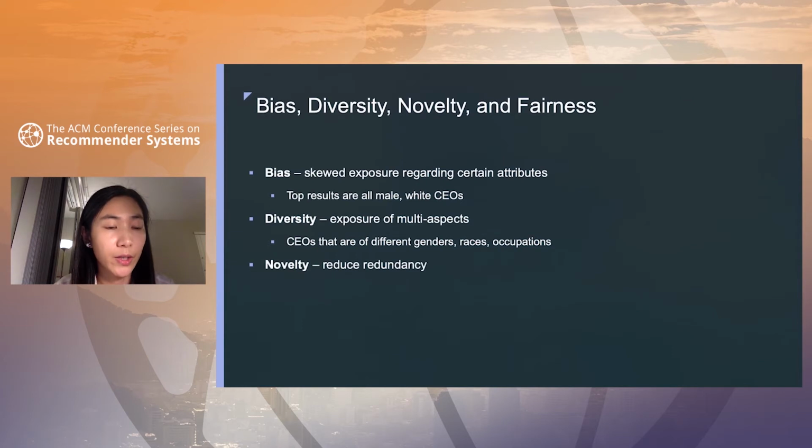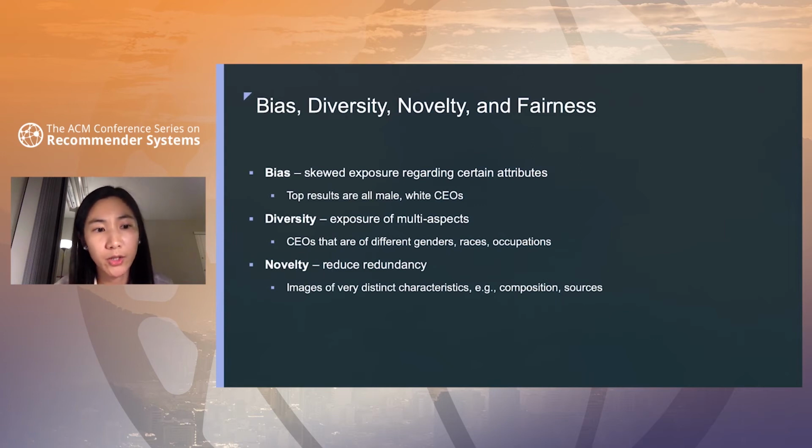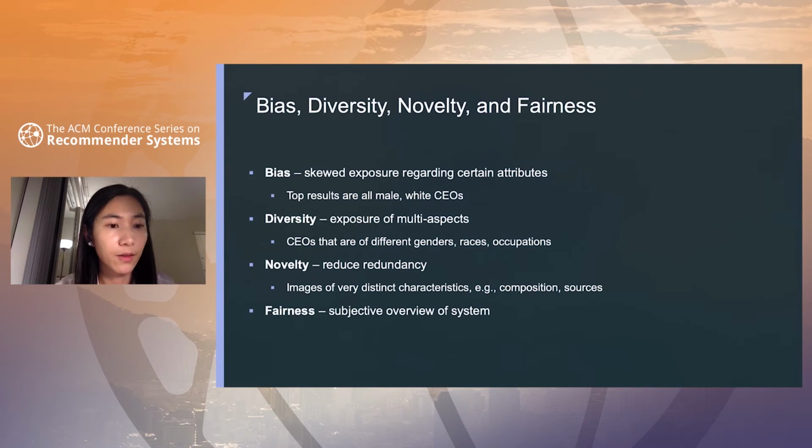Novelty addresses the redundancy in the search results in an effort to reduce the user's effort to access novel information. So we want the images to have very distinct characteristics, for instance, composition and sources, so the user doesn't have to go through a whole list of images just to find a novel one. Different from bias, diversity, and novelty, here we have fairness, which is more of a subjective overview of the system. Fairness is a subjective moderation on how we should present the results.